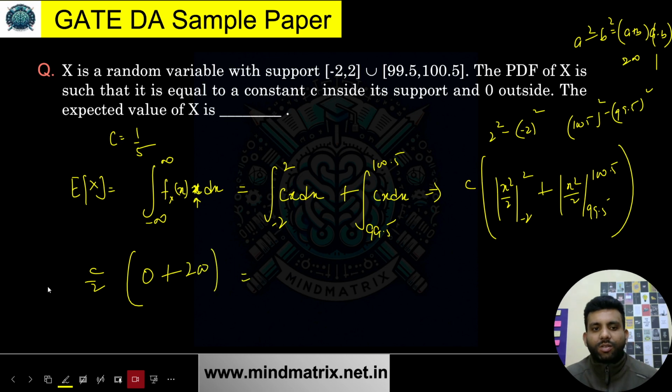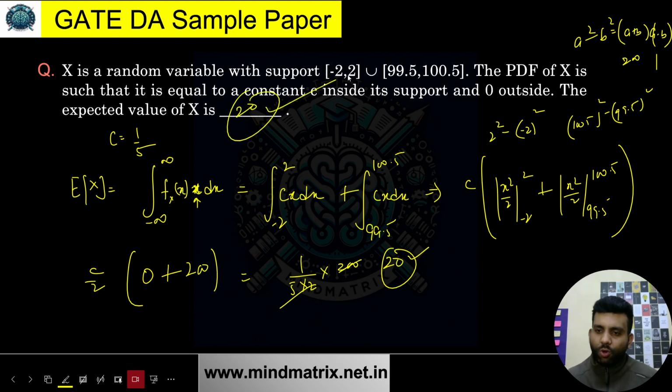So what is the answer? C was 1 by 5. So 1 by 5 into 2 into 200. What do you get? You'll get 20 as the answer. So expected value of x is 20. Simple. Okay, I hope it is clear. Very simple question. Let's move further.